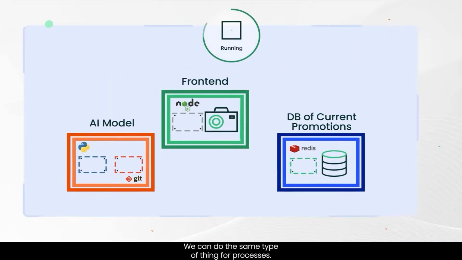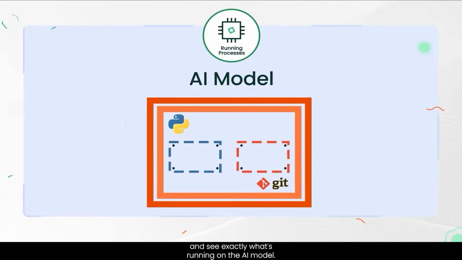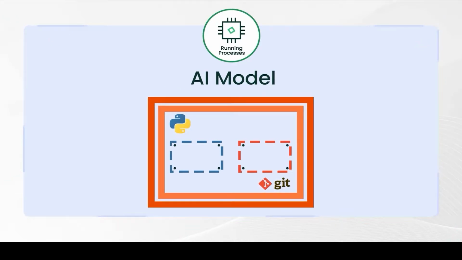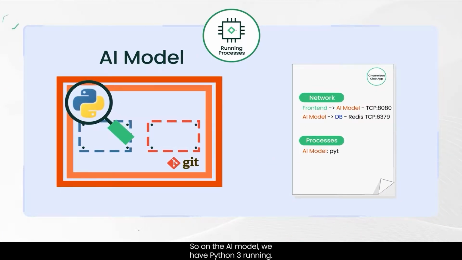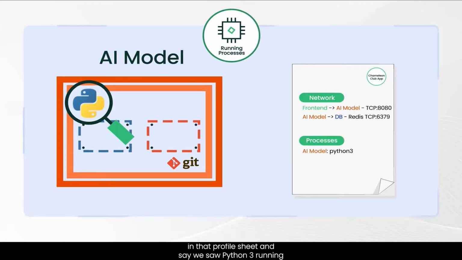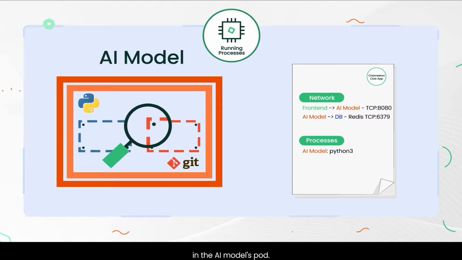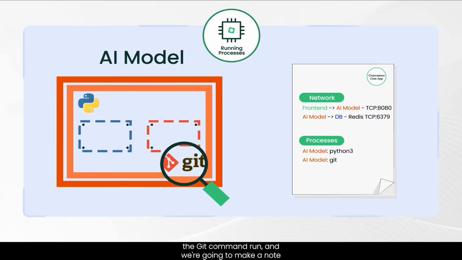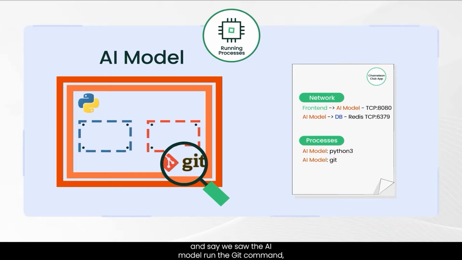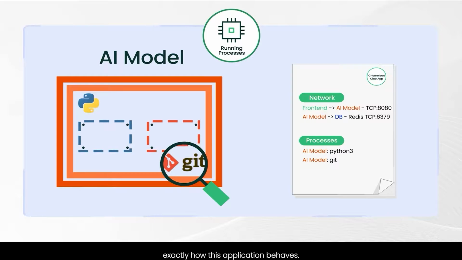We can do the same type of thing for processes. So we're looking at all processes that are running in that pod. So let's zoom in and take a look and see exactly what's running on the AI model. So on the AI model, we have Python 3 running. So we're going to make a note of that in that profile sheet and say we saw Python 3 running in the AI model's pod. We're going to do the same thing when we see the git command run. And we're going to make a note and say we saw the AI model run the git command. And we're building a profile that shows us exactly how this application behaves.